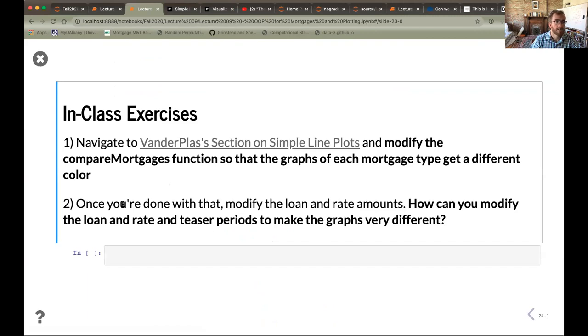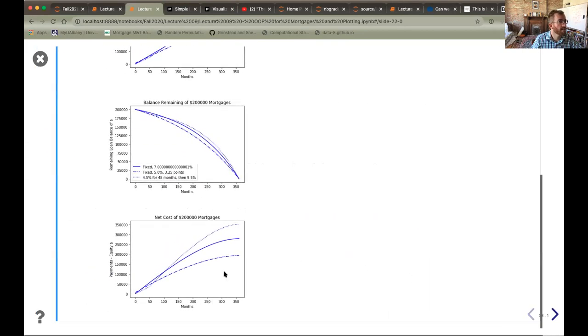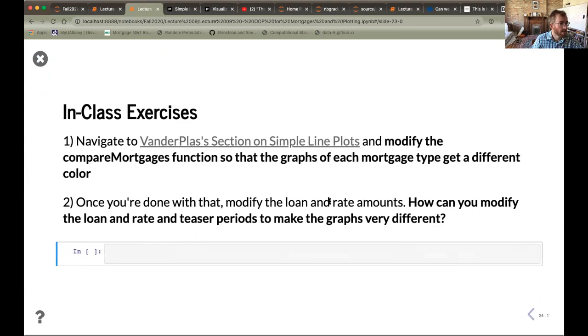All right, so go through and make sure each mortgage always gets plotted with a different color so that when you look back at these plots, instead of just having blue with different textures, you'll have different colors like orange, blue, green. All right, so once you've done that, I want you to modify the loan and rates amount. So I want you to just play around and see how can you modify the loan and rate and teaser periods to make these graphs very, very different. So imagine maybe you got a 0% down, but then you have 0% interest for 48 months. Go ahead and try this.